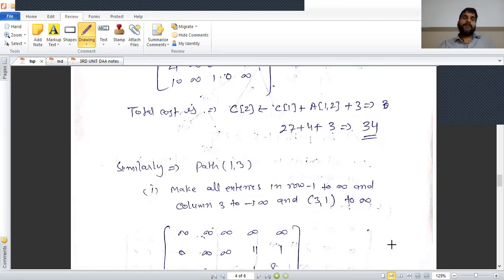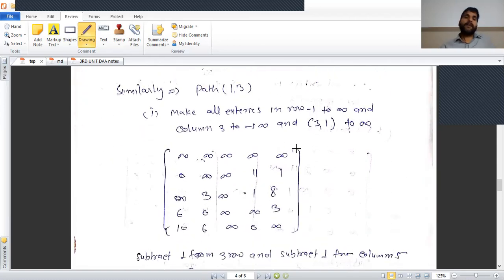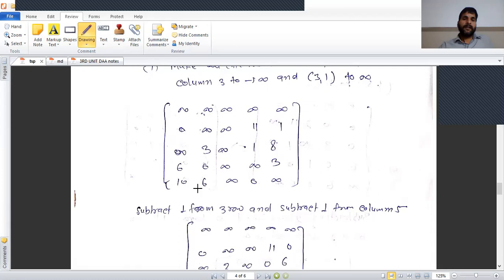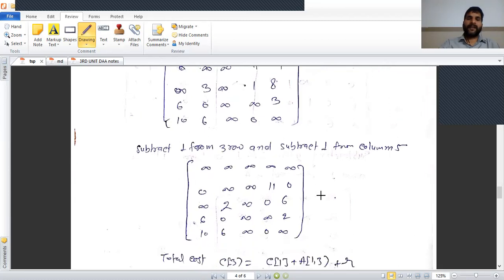Now we solve the cost value if we travel from node 1 to node 3. So make all elements in row 1 infinity, column 3 infinity, and the value of 3 to 1 infinity. After placing the infinity values, we find the reduced matrix from this matrix. So we subtract 1 from row 0 and 1 from column 5. Then we find the reduced matrix.